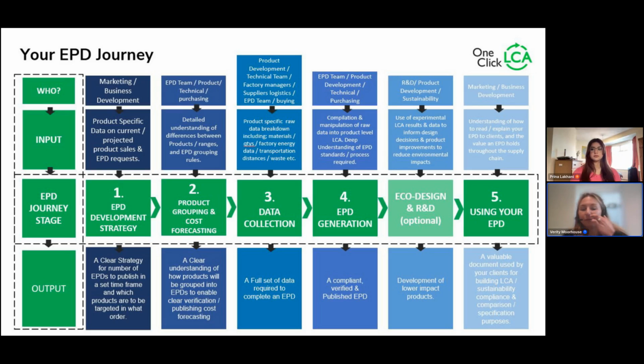The step between 4 and 5 here is eco design. This is obviously optional. In an ideal world, we would hope that everyone was using the software for eco design. The whole point of doing this is that we want to be able to measure, manage, and reduce our emissions. So hopefully you would be using it for that as well, whether that's for new products or existing products.